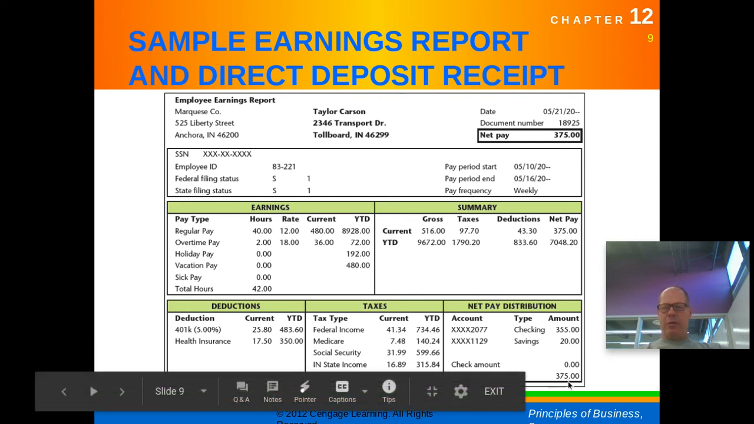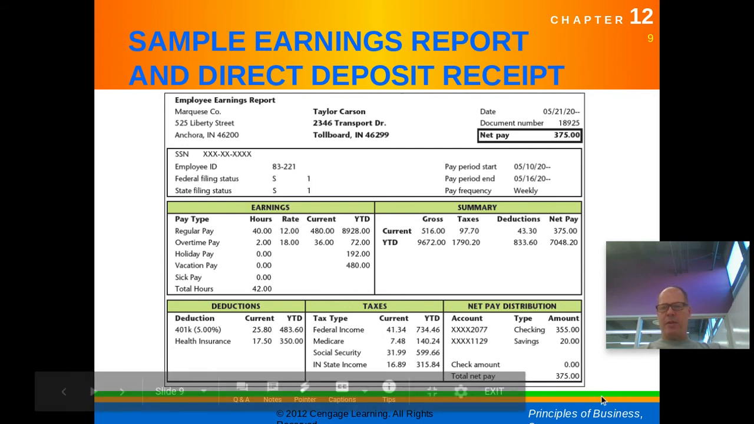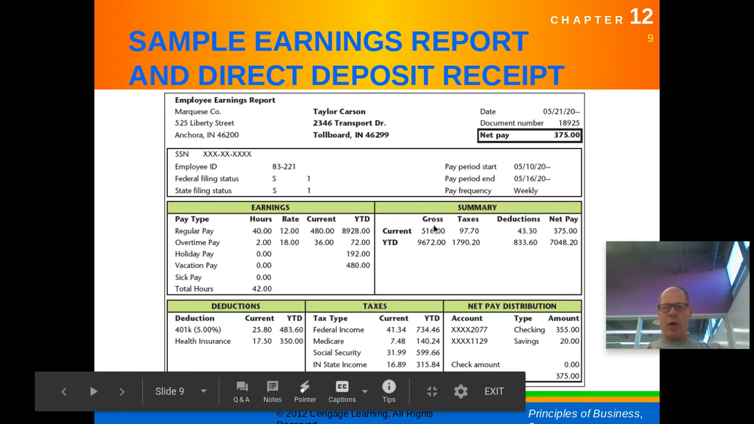And then they have their total net pay down here. I don't know why the check amount says zero. Maybe because it's not a check, because they're getting direct deposit. Maybe. It says total net pay though is $375, which would have been the gross minus all of the deductions and taxes.